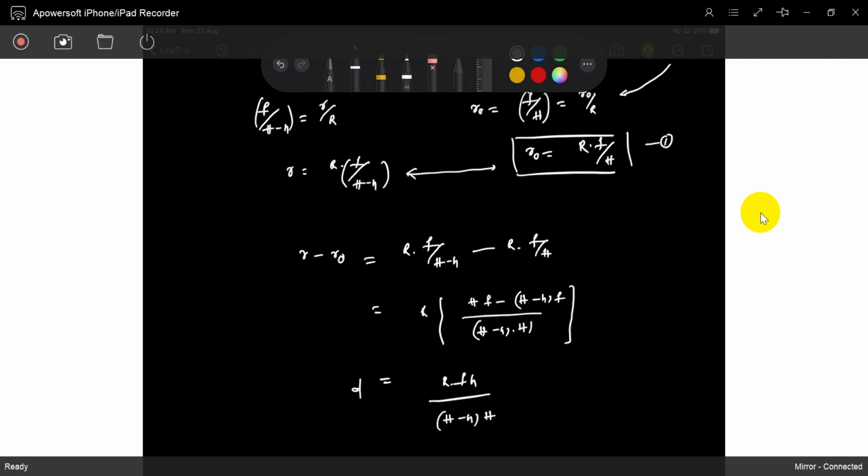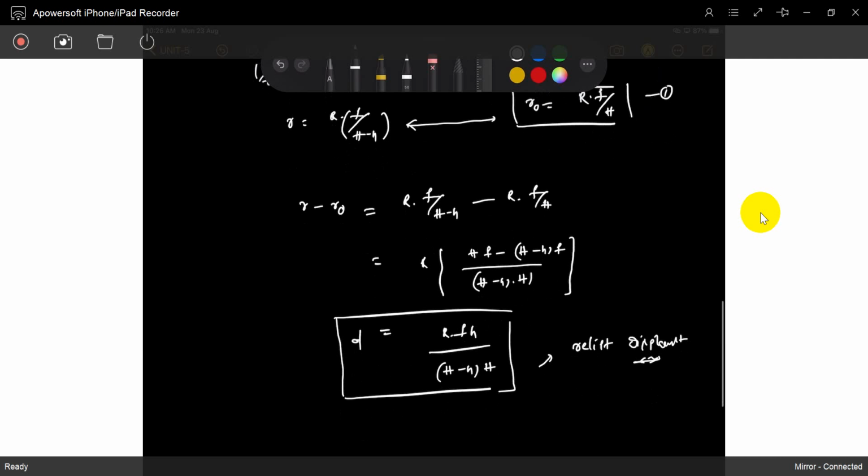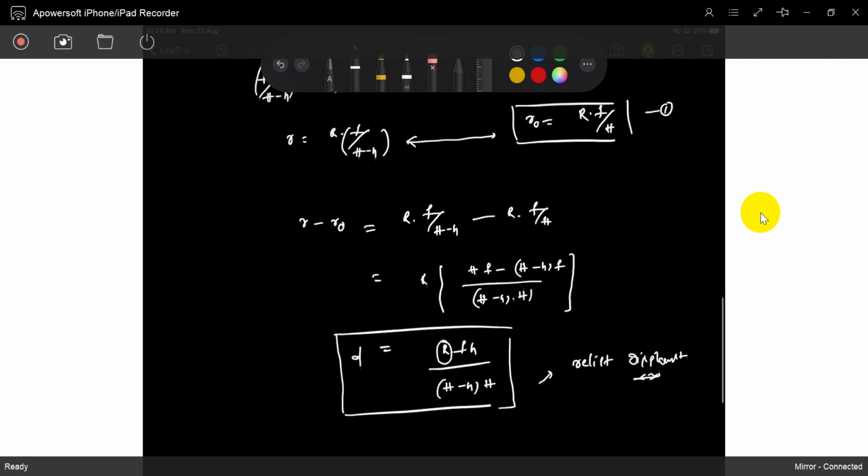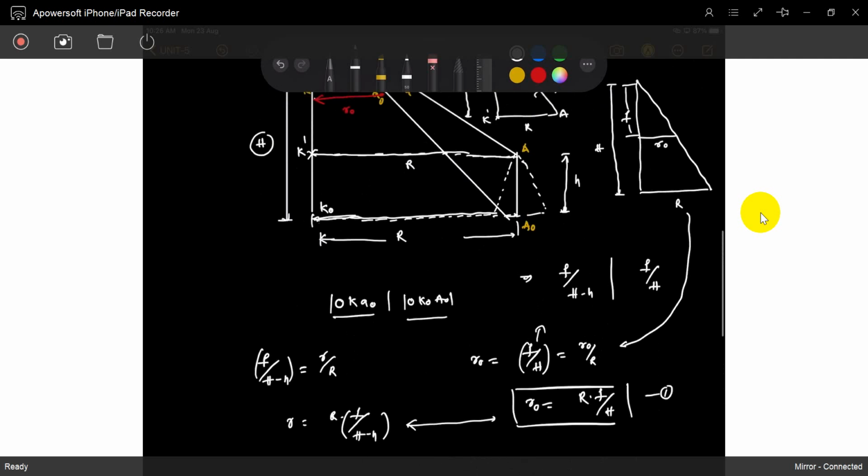You can call it as d. That is the relief displacement. You can call it the relief displacement. That's it. And also you can observe this: this r is a ground distance, ground height, ground distance.